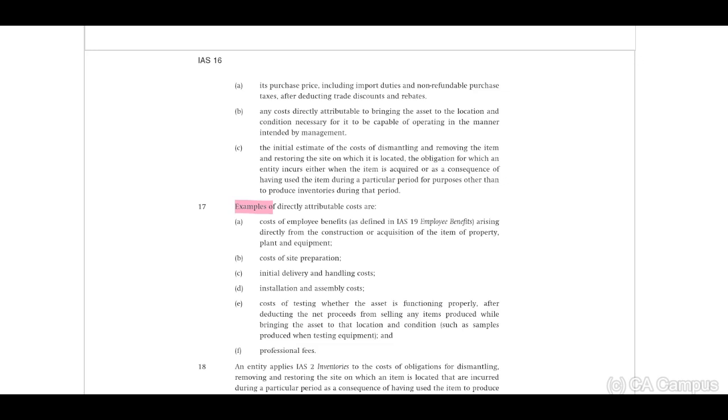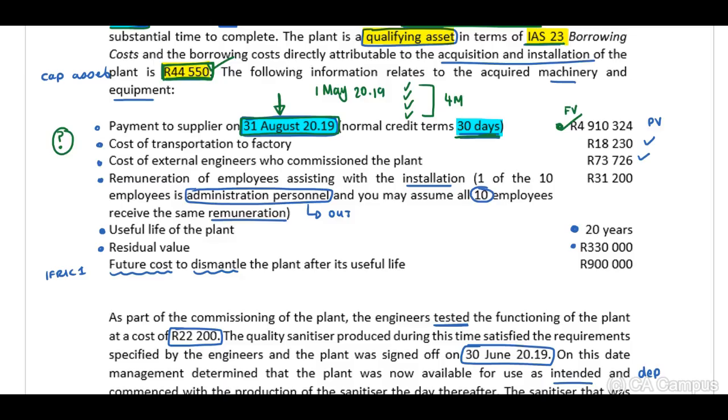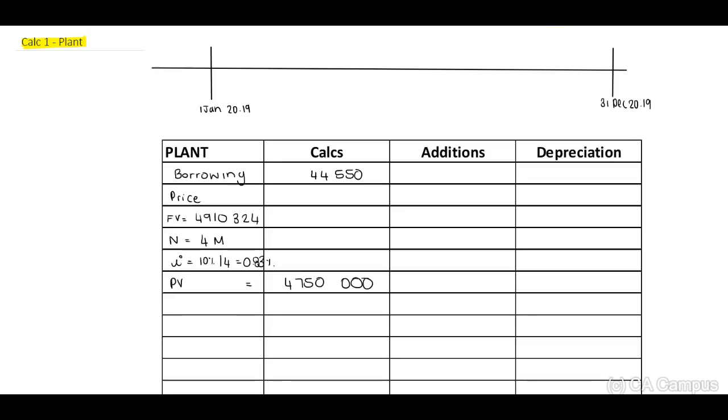Now, when we refer to our scenario, we have cost of transportation to the factory. Yes, your transport cost. Remember, because this is part of the cost to get your asset to the location and condition necessary to use the asset, therefore, we can include our transport costs. Now, I don't want to make use of green. I want to make use of black. Okay, so we have our transport costs. Remember, you don't have to write this out. I do this because I want you to be able to follow my calculation. Okay, next, tick it off.